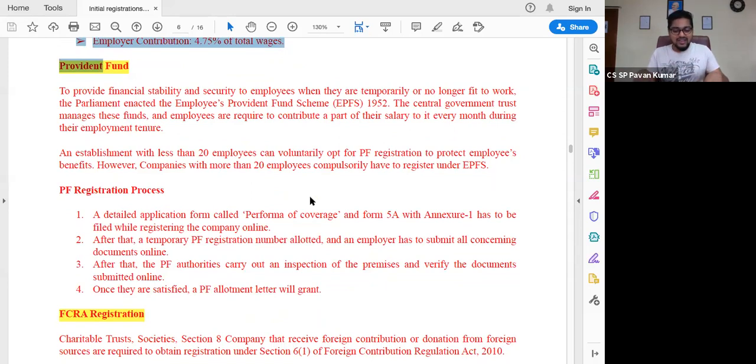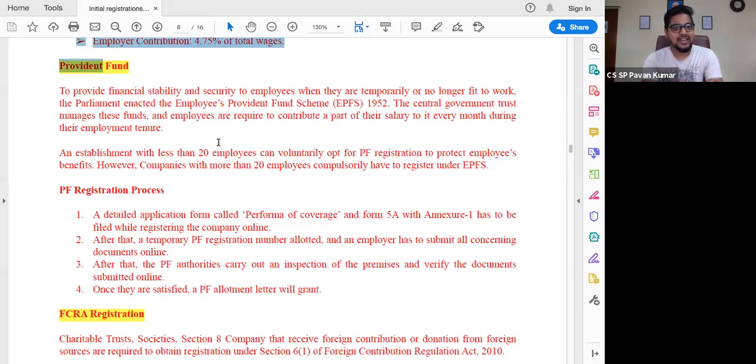In order to make a common saving platform for the employees, at the time of their superannuation, when they get retired, in order to give them some benefit, a lump sum money, saying that you've been working for so long, from your salary we were cutting a certain portion of money and saving it here, and even for that money, interest will keep generating. Okay, and at the time of superannuation, that lump sum money will be given. This is called a provident fund. Here it is saying the aim is to provide financial stability and security to employees when they are temporary or no longer fit to work.